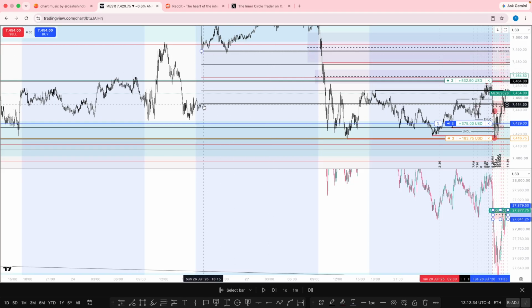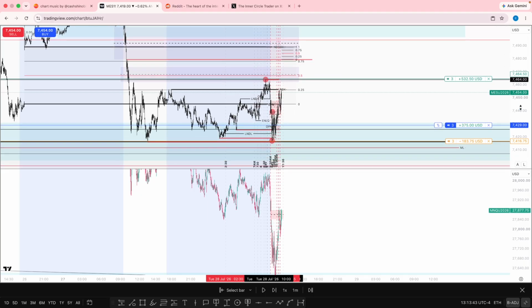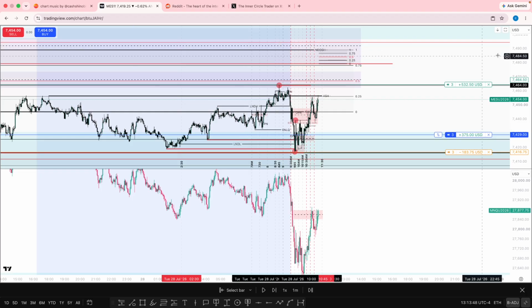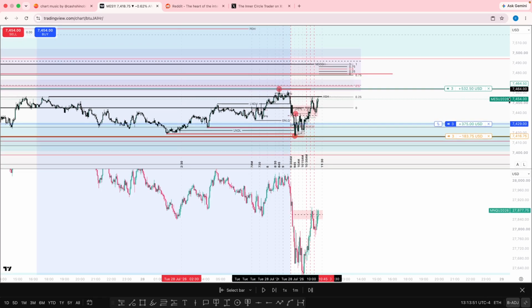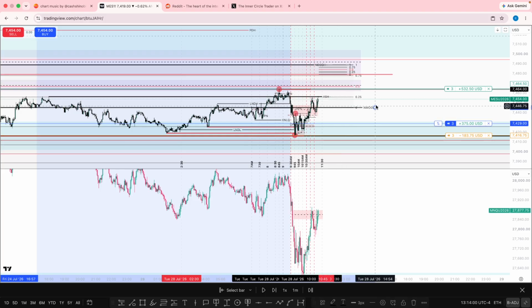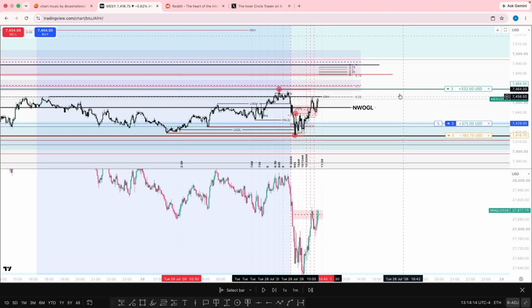This gap right here was the new week opening gap low and a new week opening gap high, right? And like ICT says, we grade that. So there's a lot of lines here, but this is the NDOG right here, and this is the NWOG. NWOG, new week opening gap low, new week opening gap high. Double click on this, make it bold. Let's increase the letters to 20. Increase this one to 20. Make it bold.